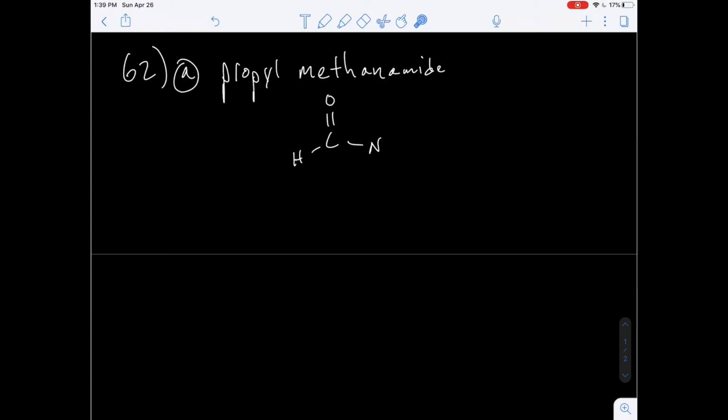And then it says propyl. That is the thing that's coming off of the N on this side. So propyl will come off this side. So propyl group is just 3 carbon, 1, 2, 3. All filled with H's. Notice I still need an H on my N here to get it to 3 bonds. So there's my propyl methanamide.